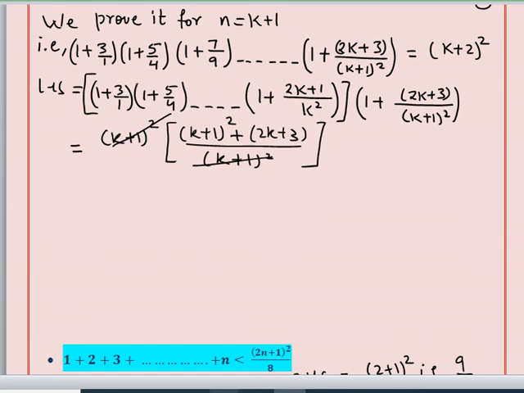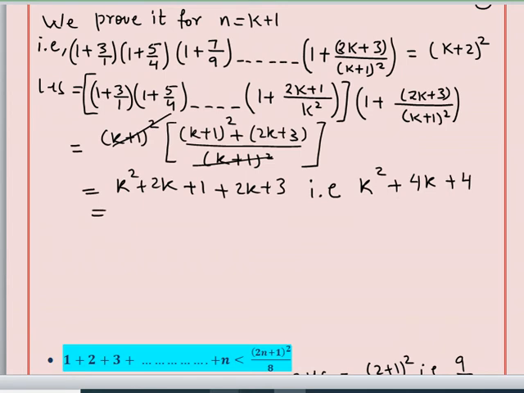Okay, now leftover simplification, we are going to expand this term. It will be k² + 2(k+1) + 2k + 3. That is how much? Add the like terms, we get k². 2k plus 2k will be 4k, and 1 plus 3 will be 4. And if you look at this carefully, you will find it is the square of k + 2, which is required on the right hand side.